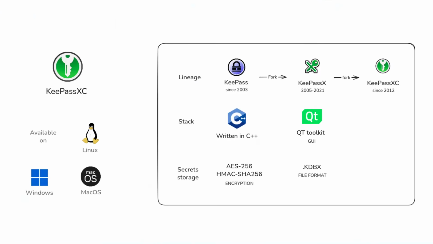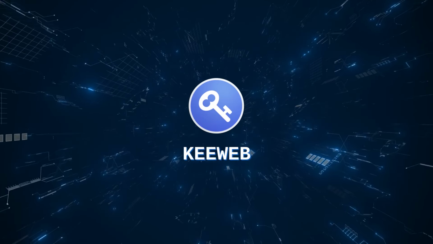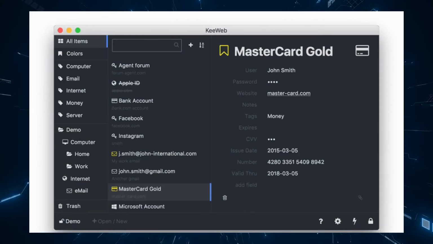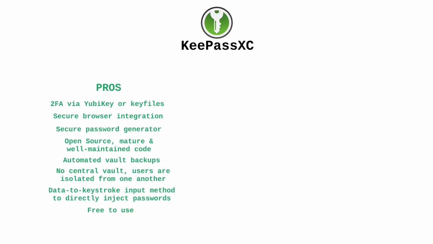It's written in C++ and uses the Qt Toolkit, which is cross-platform and allows it to run smoothly on Windows, Linux and macOS. Its closest competitor, KeeWeb, has a fancier UX, but it's built using JavaScript, so it has a bigger attack surface and is thus not very recommended. KeePassXC uses a locally stored KDBX encrypted database file format to store your secrets.